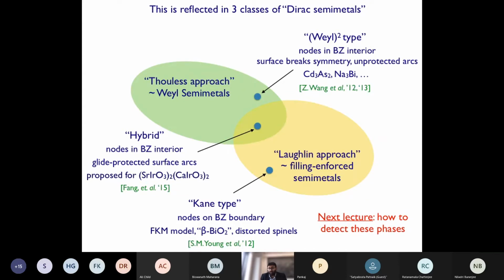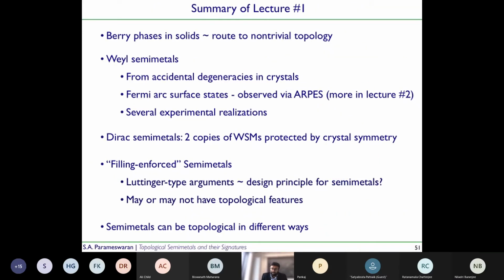To close today, as a summary, I've given you an overview of topology in solids from the lens of Berry phases. I talked a little bit about Weyl semimetals that came from accidental degeneracies in crystals, and gave you a hint of these Fermi arc surface states. As I promised, I'll say much more tomorrow, giving you some examples of experimental realizations. I also told you about a version of a Dirac semimetal, which was two copies of these Weyl semimetals protected by crystal symmetry. And in the last bit, I took a step back and talked about cases where just fixing the electron filling can force you to be in a semimetallic dispersion rather than an insulating dispersion, and said that this might be a way to look for new semimetals.